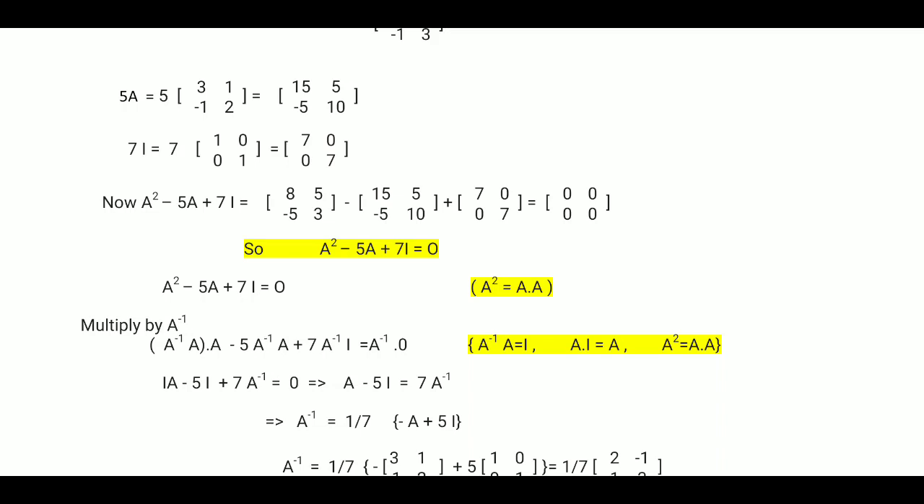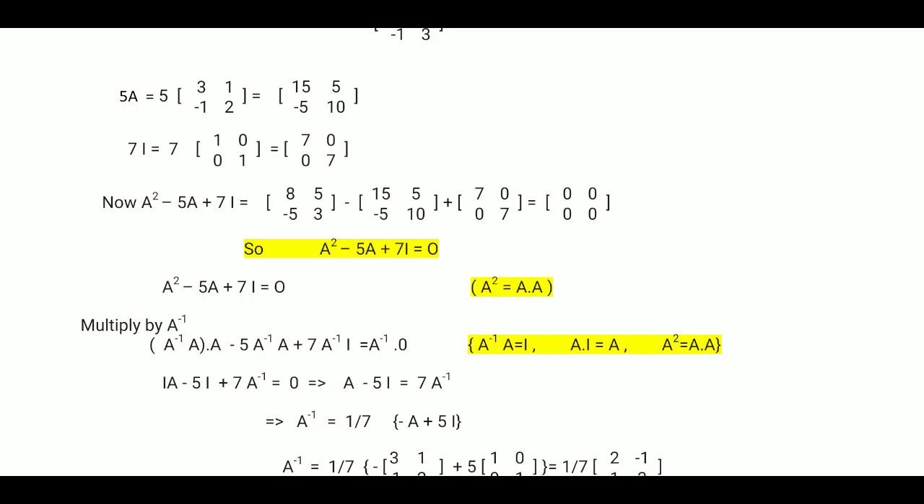We see A inverse into A is equal to I, the identity matrix, and if a matrix is multiplied with the identity matrix, we get the same matrix. A into I is A, and from above we see that A square is A into A. So after writing A into A, we multiply it by A inverse. By the associative law, it will become A inverse into A into A. A inverse into A becomes I.